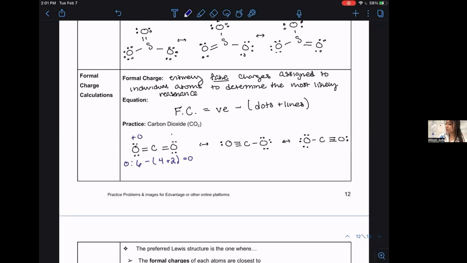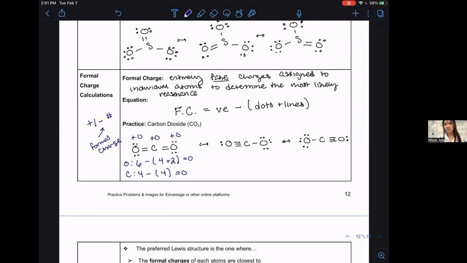Now, what about the carbon? Carbon comes in with 4 valence electrons, and it has 4 lines and no dots. So it also is 0. So we give it a formal charge of 0. Notice something about how I write the charge. It is the sign and then the number. That's formal charge. If you write number then sign, you're telling me that's the actual ion charge.